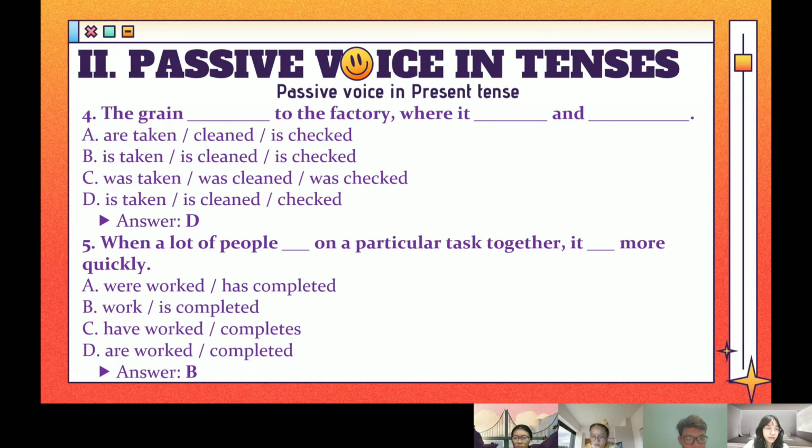So don't forget the note that I said: the agents by him and by her are unnecessary here, so you can omit them. You can leave them out of your sentence.